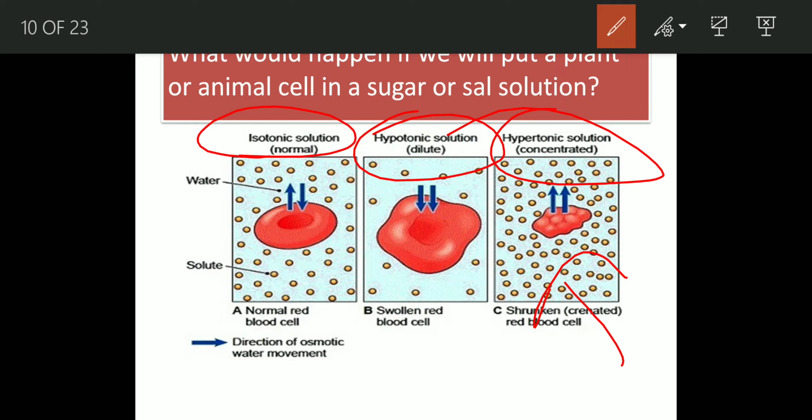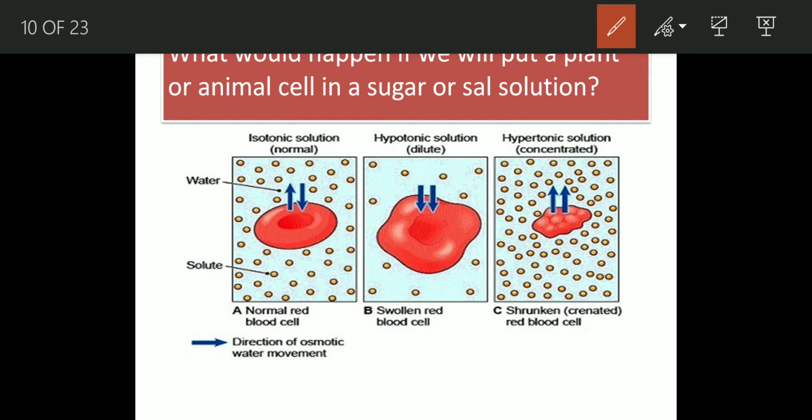In this case, if you place a blood cell, here we take an example of a blood cell, or any plant or animal cell, and put it in the solution, you will observe that it will shrink. Why does it shrink? Because the concentration of water inside the cell is greater compared to the concentration of water outside in the surroundings. So the water will flow from the cell to the surroundings.